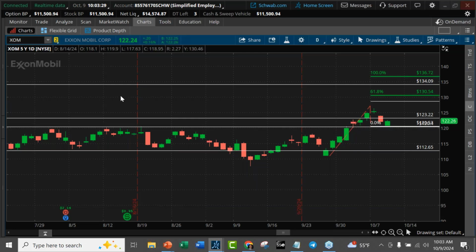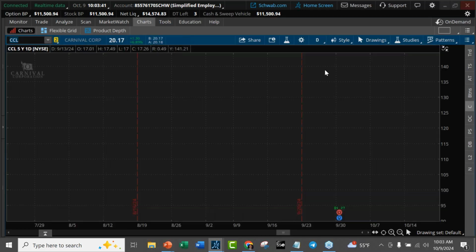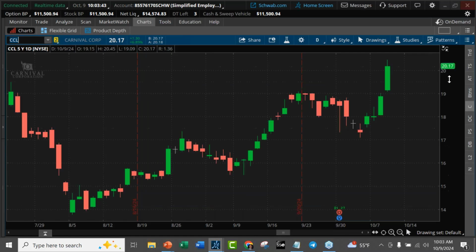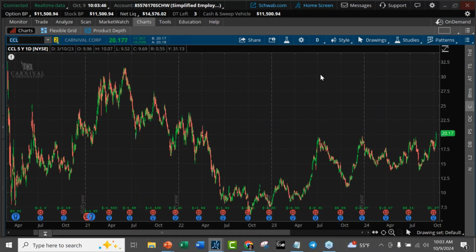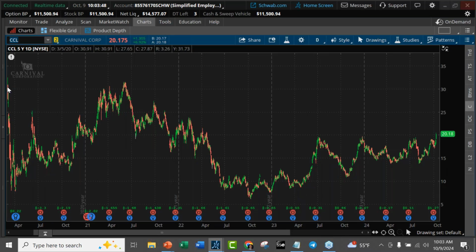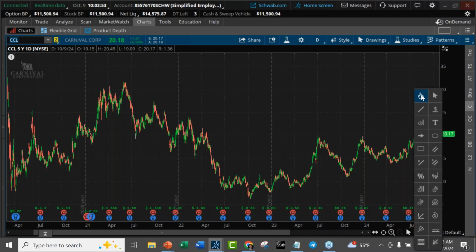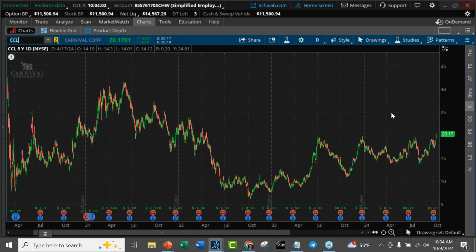Okay, so let's look at CCL, Carnival Cruise. Why isn't this working? Okay, the cruise lines, you can see off here, that was the pandemic, right? They've been all over the place since the pandemic. It was totally chaotic, right? Totally got crushed, started coming back, got crushed even worse, a pretty volatile move up, a little tough.